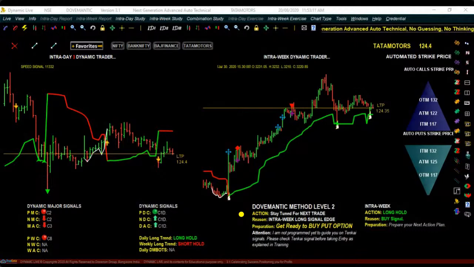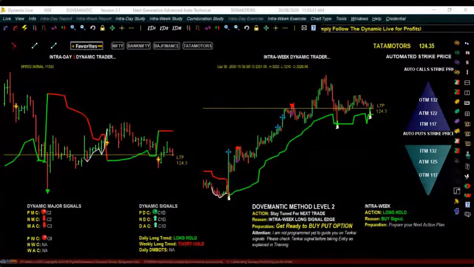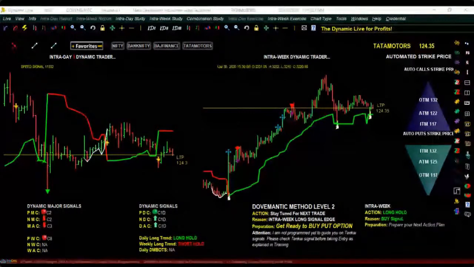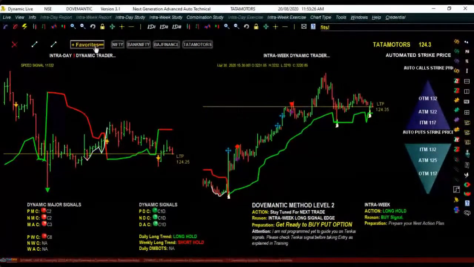And in the preparation, you can see that it is telling you get ready to buy a put option. So if the price manages to go down even further, then it is definitely going to tell you to buy a put option. So be prepared there. And then you have asked for SBI Life. So let us check what's happening in SBI Life.